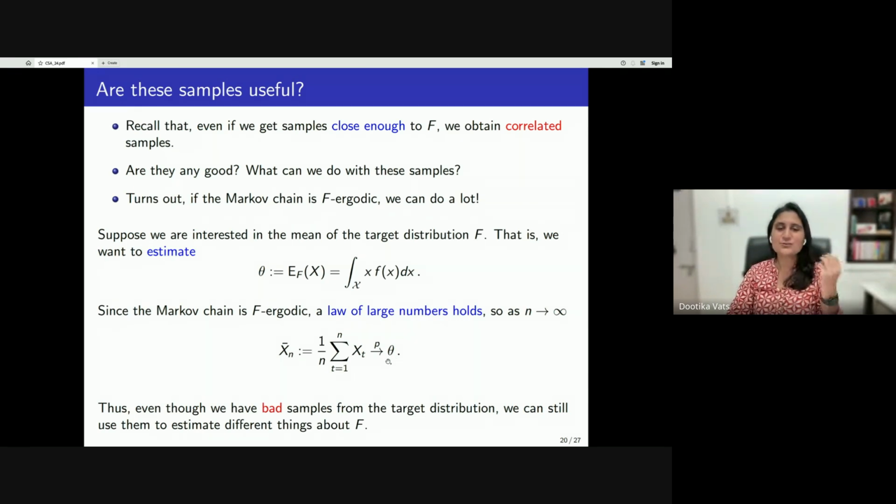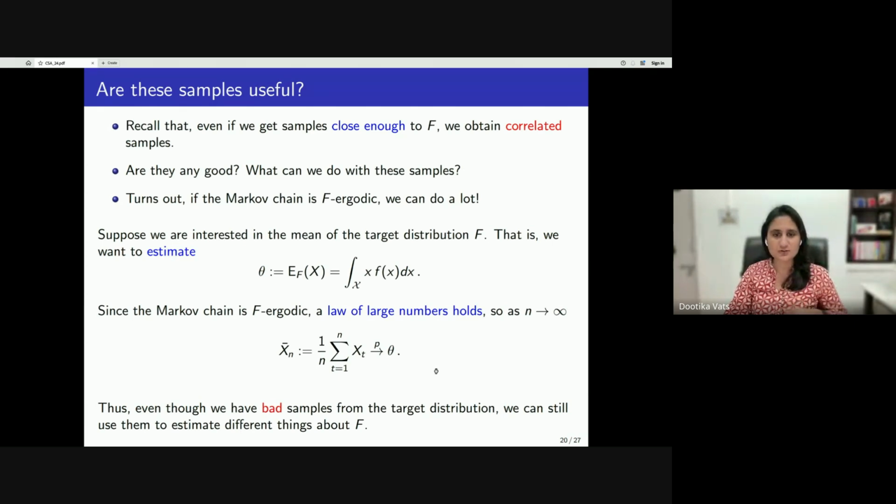Okay. So even though we have bad samples from the target distribution, and they're truly bad, they are not independent and they're approximate, you still have a lot of the fundamental paradigm of statistics still holding.